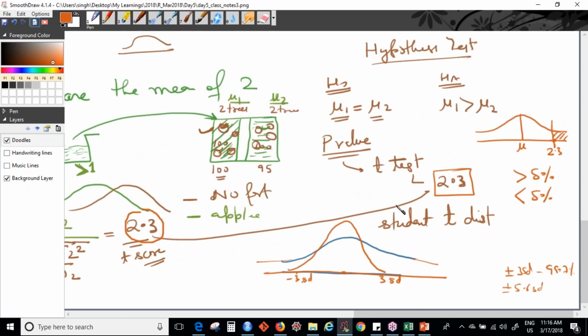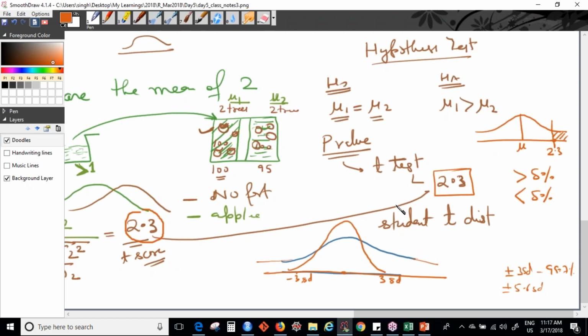You do that by using a t distribution, not a normal distribution. If it is a normal distribution, you will go to your z-test. But since this is not normal distribution, you cannot go to your z-test. You will use a t-test instead.